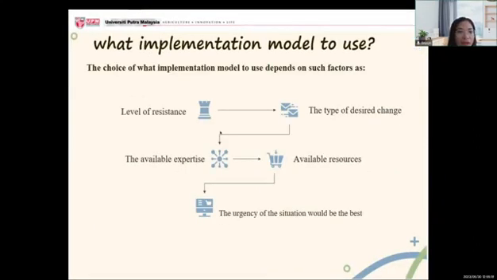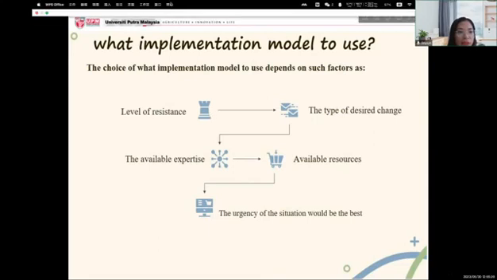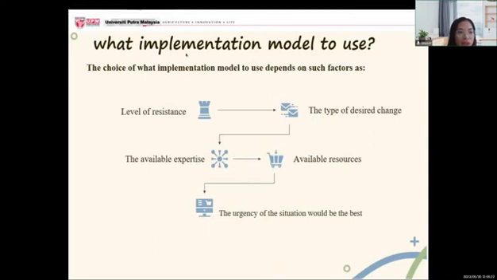Finally, we can discuss this question: what implementation model to use. The choice of what implementation model to use depends on such factors as the level of resistance, the type of the desired change, the available expertise, the available resources, and the urgency of the situation.